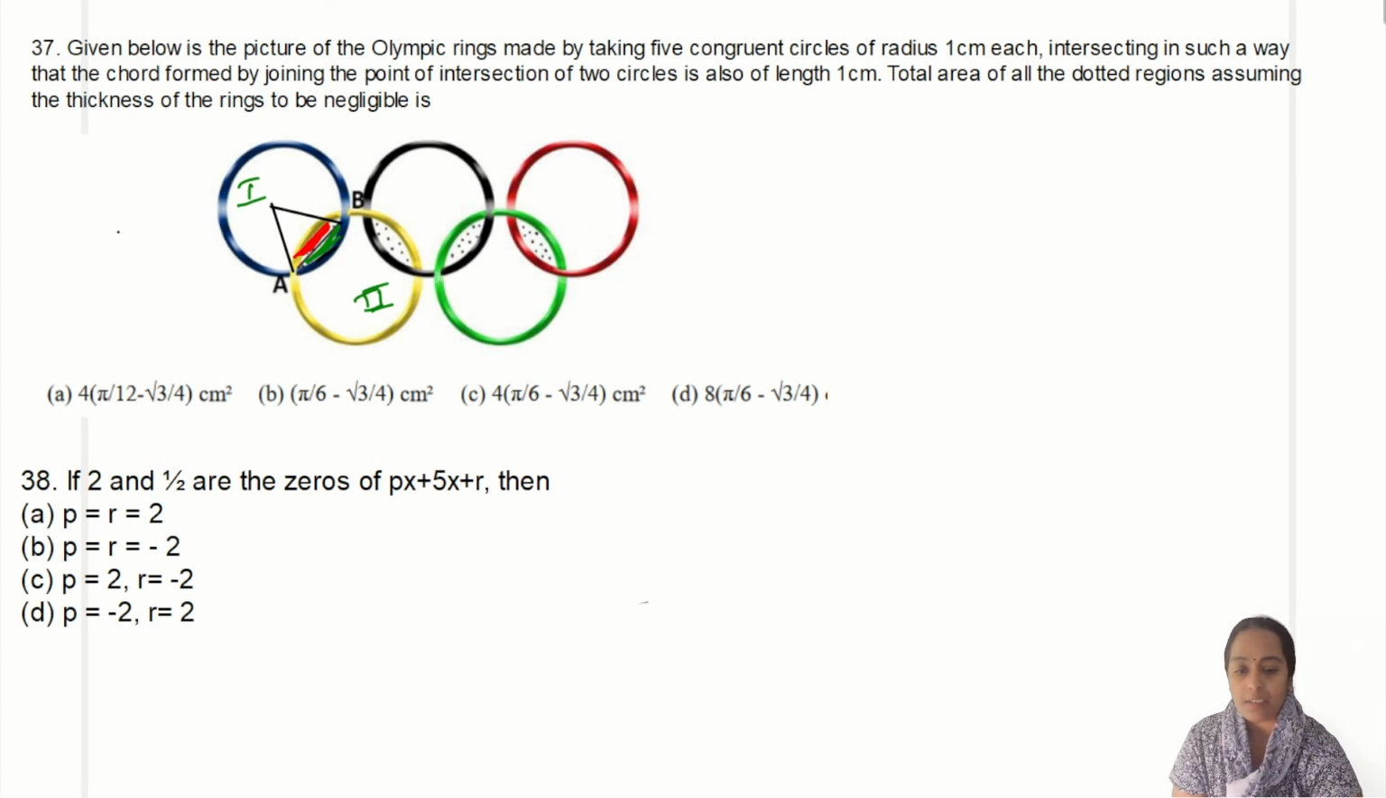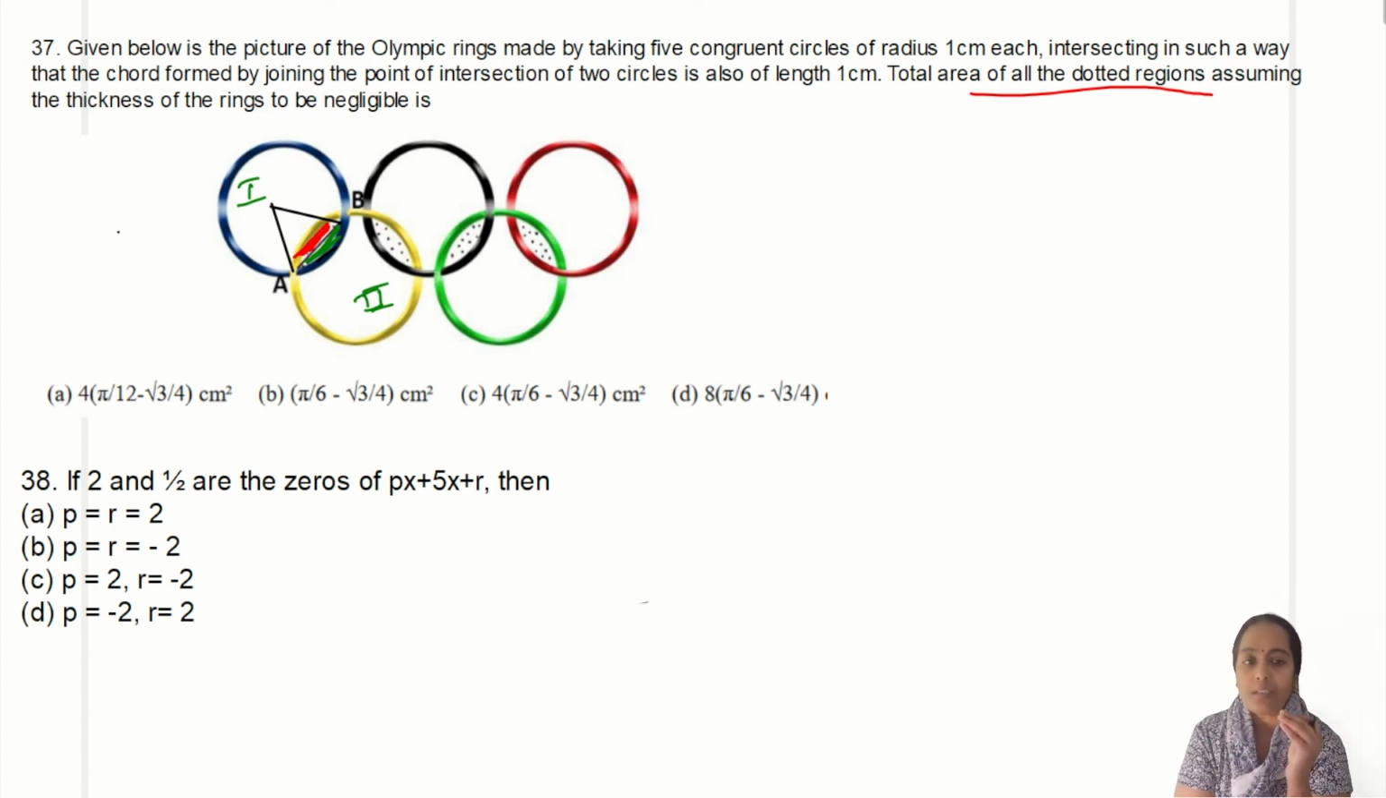So similarly, if I look at it, I have 2 areas of segments here. Here also I have 2 areas of segments. Here I have 2, here I have 2. So there are totally 8 segments, 8 areas of segments. What you have to find is the total area of the dotted region. Okay, so 8 multiplied with area of the segment. So that is your answer.